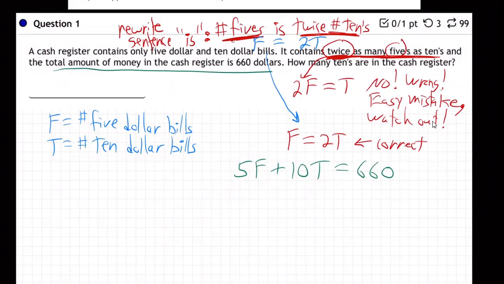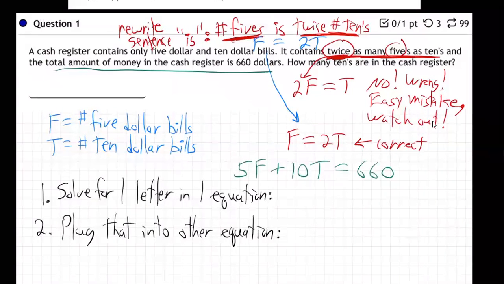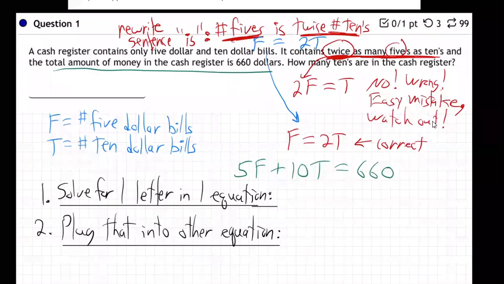So now how do we solve our two equations? You remember from last time, step 1, solve for one letter in one equation. And then step 2, plug that into the other equation. So solve for one letter in one equation, plug that into the other equation.